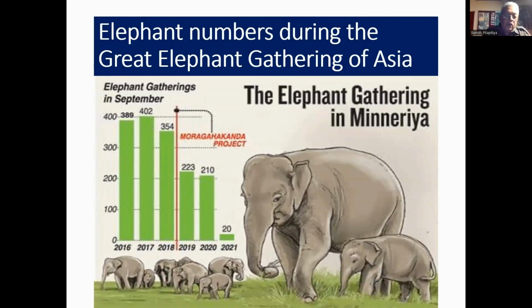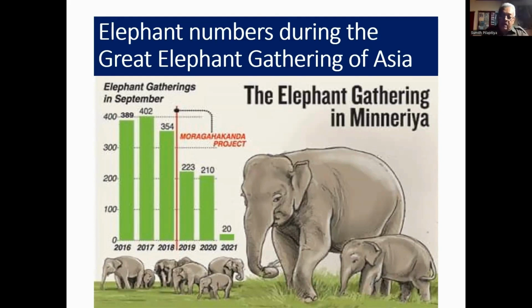Then at the end of 2018, the Moragahakanda project started, and they started releasing water. In 2019, the number dropped to 223. In 2020, it dropped to 210. In 2021, they released much more water. It came down to 20 elephants. And in 2022, from the conservation community and the wildlife department lobbying, they released a bit of water and it increased to 94 elephants. So basically, there is no gathering.